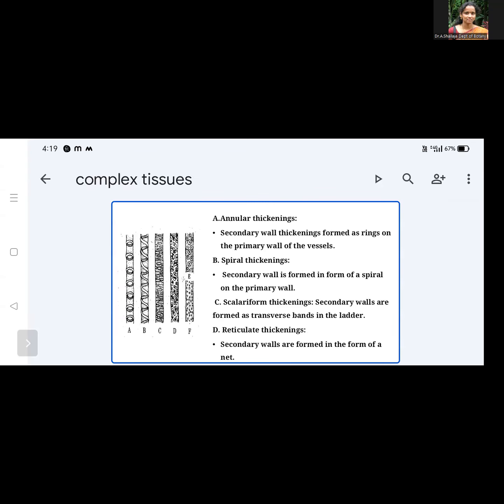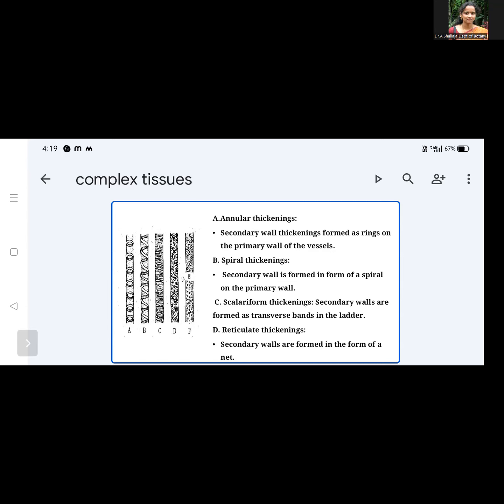Wherever in the annular thickenings, see here, secondary wall thickenings formed as rings on the primary wall on the vessels. Annular means ring-like structures. You have to see that first picture A. You observe that the secondary wall thickenings formed as ring-like structures on the vessel. That is the annular thickenings.